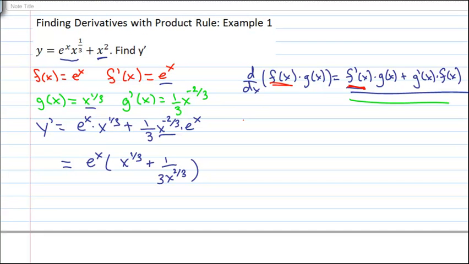But of course, we're not done, because we've only taken the derivative of the first term so far. So really, our second term, which you cannot forget about, and I almost forgot about, the derivative of x squared will just be 2x. And that is the solution.